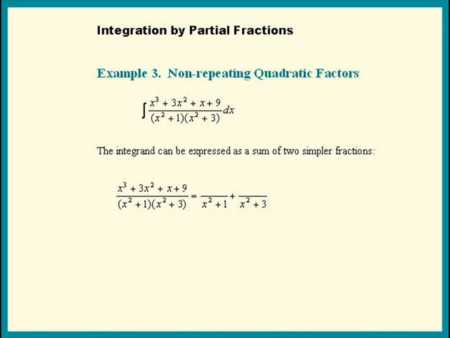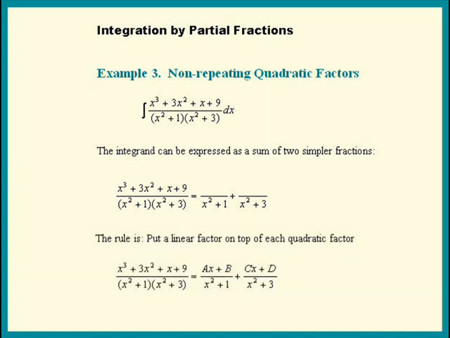The rule is to put a linear factor on top of each quadratic factor. So on top of the x squared plus 1, we'll put ax plus b. On top of the x squared plus 3, we'll use cx plus d.